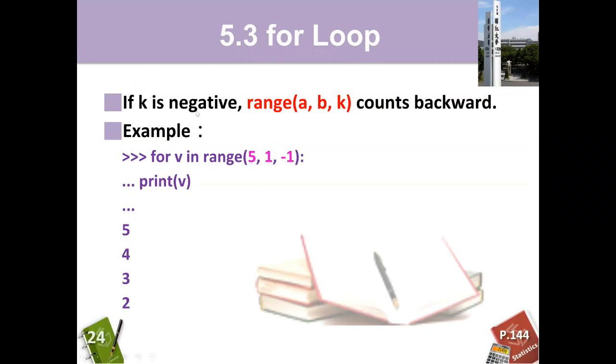In this example, it should be different because K could be negative. From A to B, and the K could be negative. So as you can understand, because you use -1, it means the step has to decrease every time. So the first number should be the larger one, and the second number should be the smaller one. So the final result will be just like that, because it can't really reach 1, right? So it will be just 2.